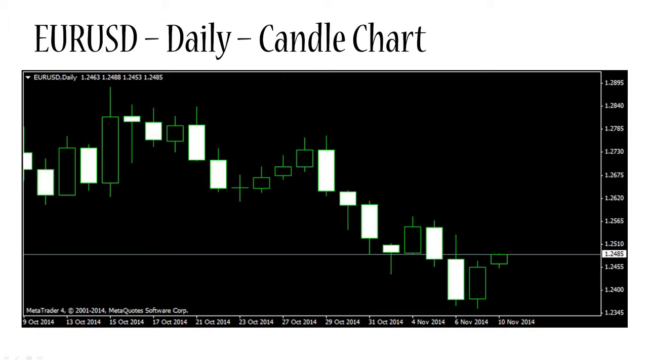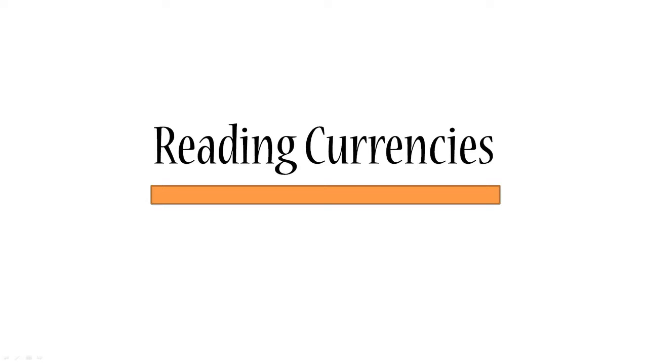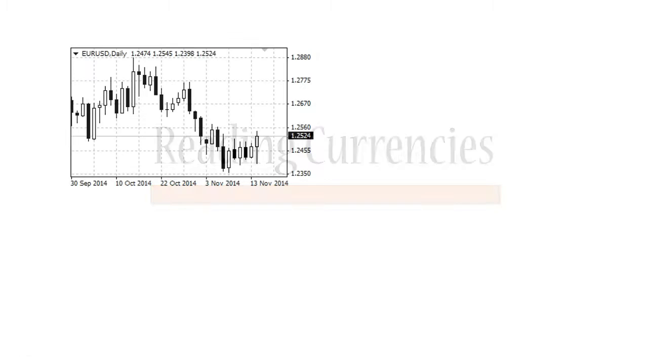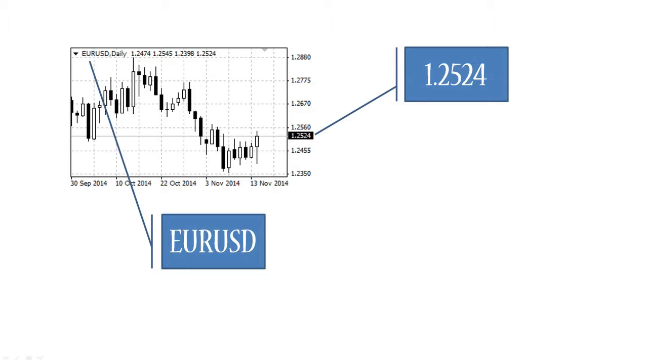Until then, happy trading. In today's tutorial, we will talk about currency pairs and how to read them. So let's have a look at a chart. This is the Euro-Dollar daily chart. And you can see that the current price for the Euro-US dollar is 1.2524. So what does that mean, and how do we understand that?